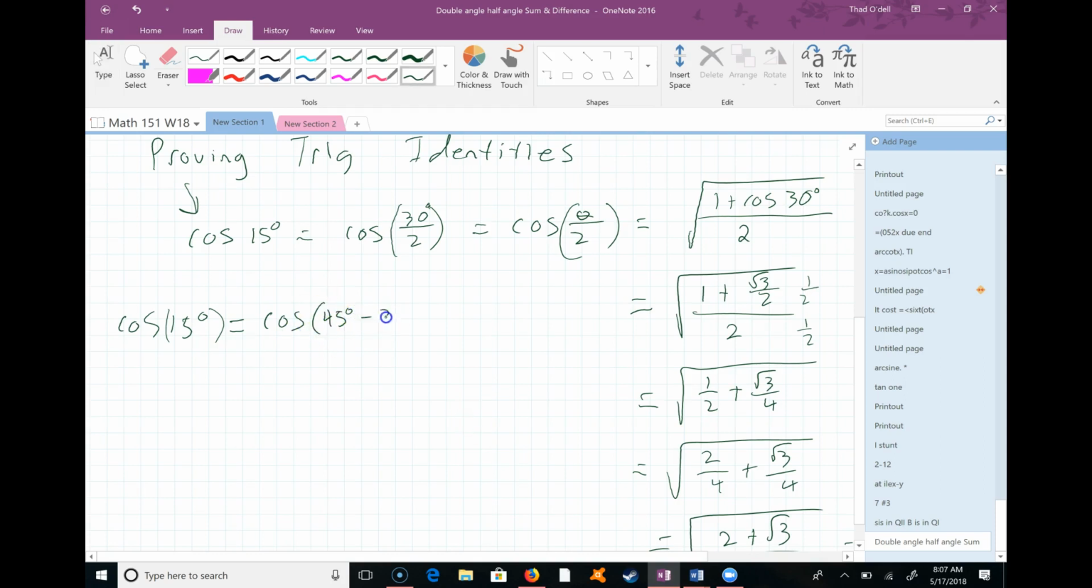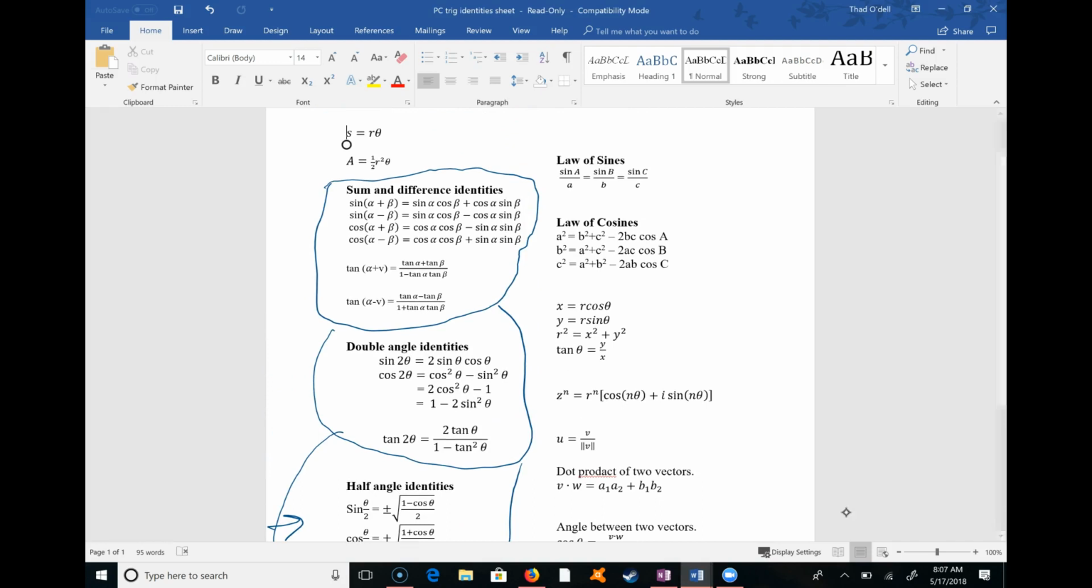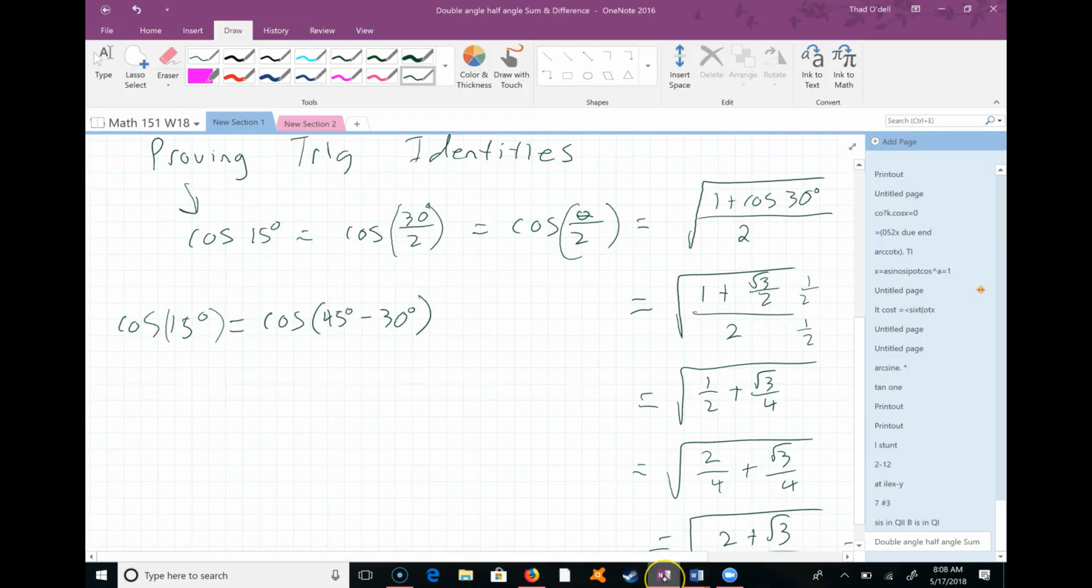But if I'm trying to use the sum and difference formula, I could rewrite this as the cosine of 45 degrees minus 30 degrees. And you can see that now matches up with this one right here, cosine of something minus something. And so in our new scenario, the A is 45 and the B is 30. Okay, so if I hop back over here, we're comparing this to the cosine of alpha minus beta. And you can see that alpha would be 45 and beta would be 30.